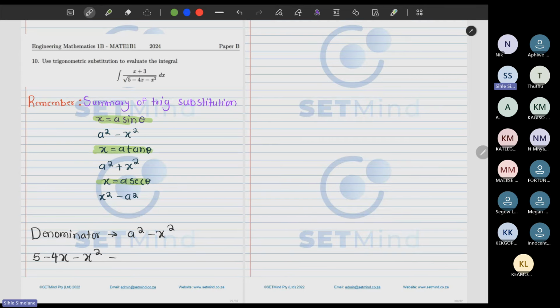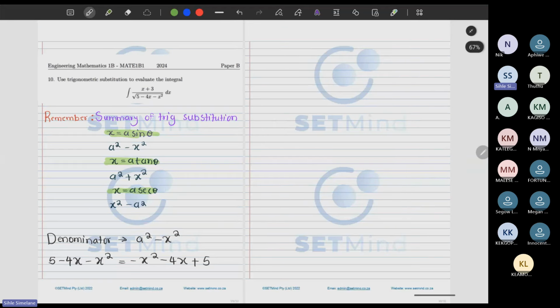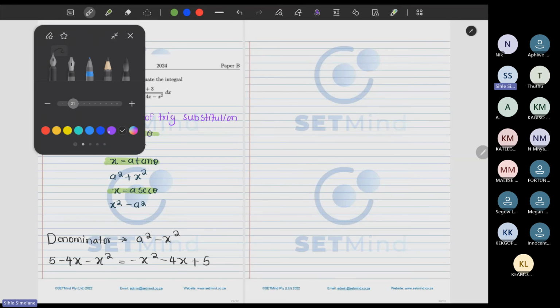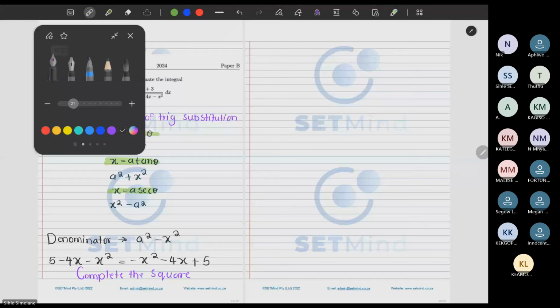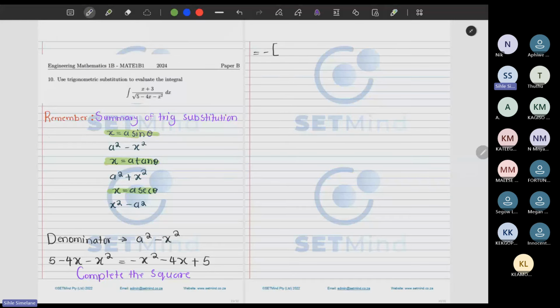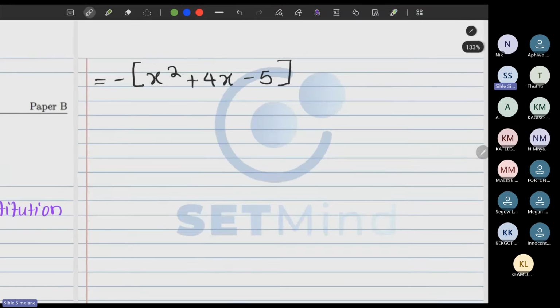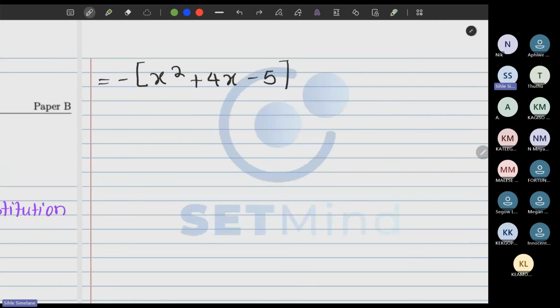So here's how I'm going to do that. I'm going to first write this as follows because I'm more comfortable dealing with it this way. Then afterwards, if you remember, guys, there's something you did back in high school called completing the square, and that is exactly what I'm going to do with this problem. So I'm going to pull out a negative. After that, we have x squared plus 4x minus 5. And what I do from here is just complete the square.